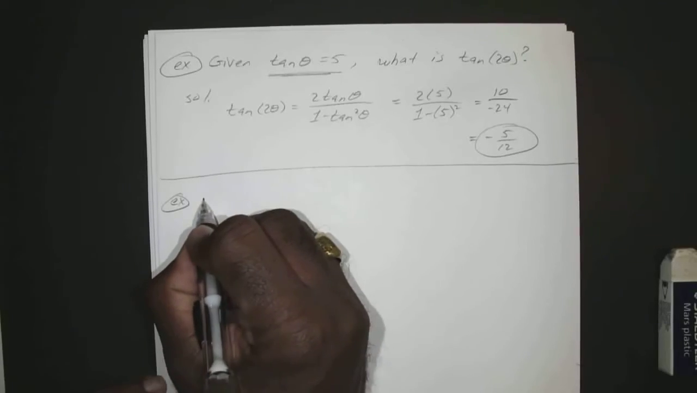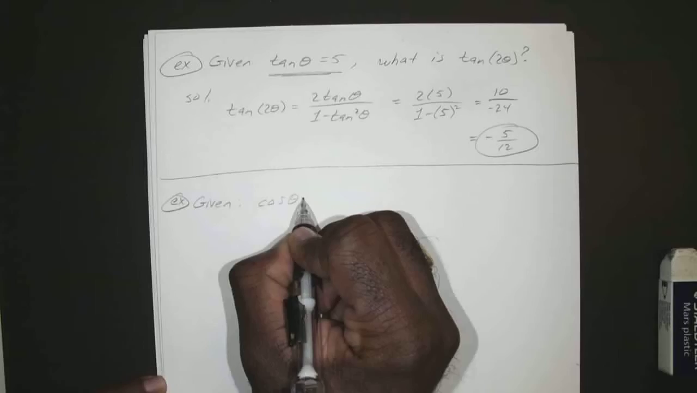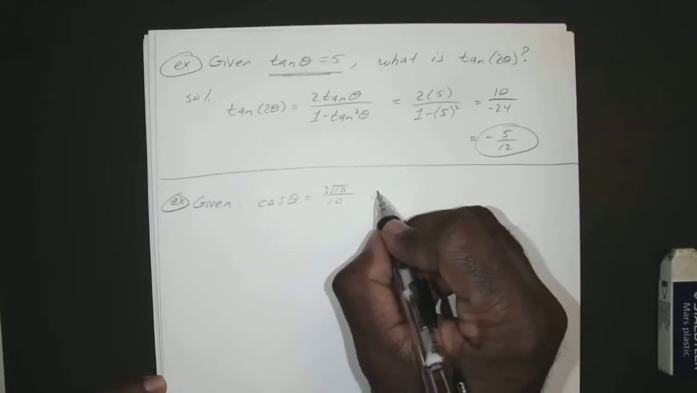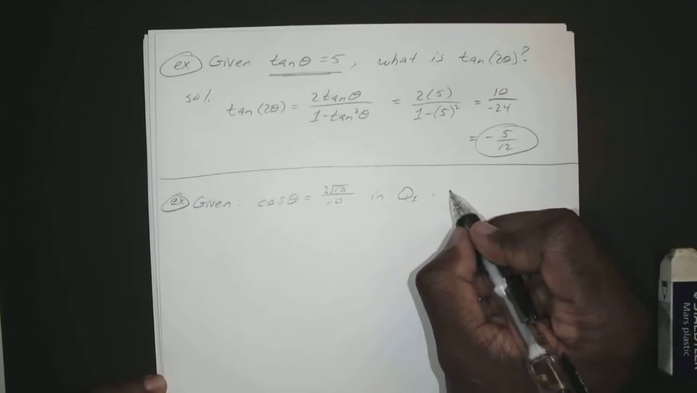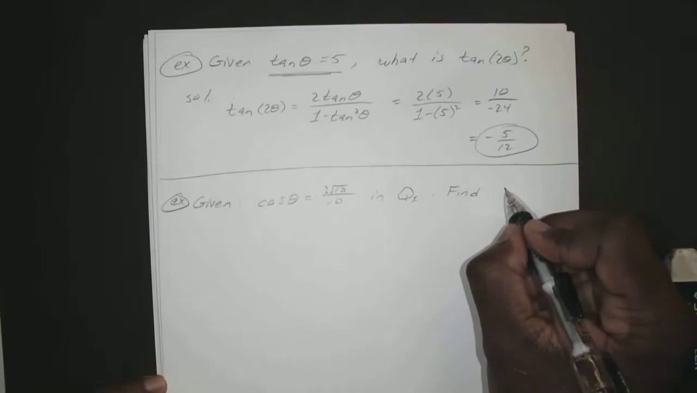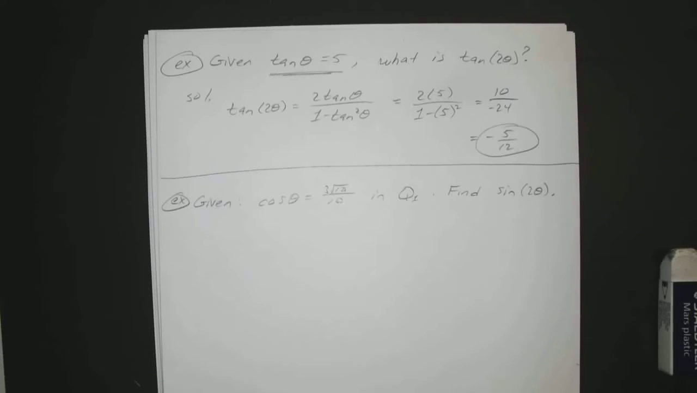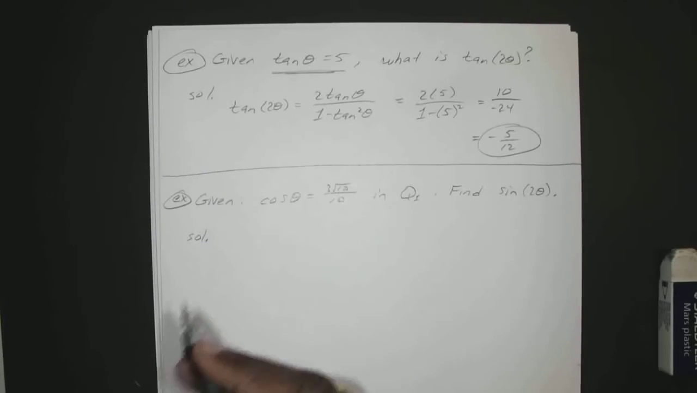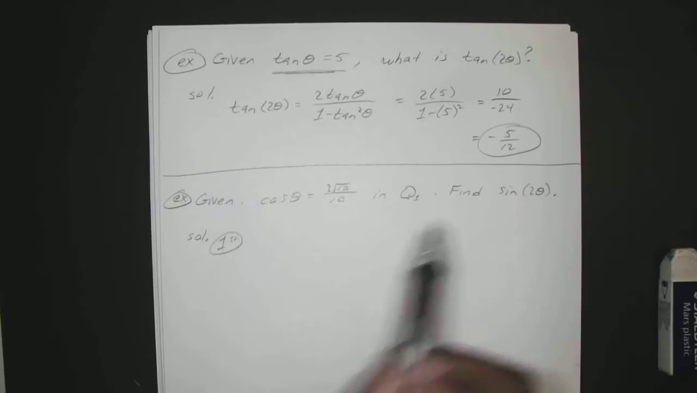So let's say, for example, we're given that cosine of theta is equal to 3 square root of 10 over 10 in quadrant 1. Okay. So we want to find sine of 2 theta. Okay. So the first thing you have to do is draw our triangle. It's the only way we're going to find sine of 2 theta.